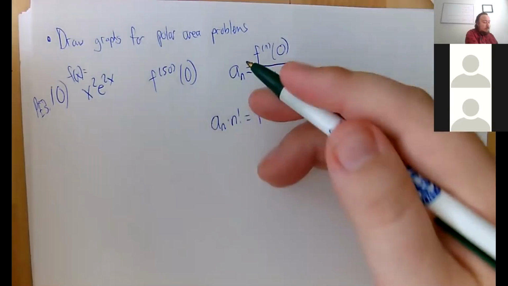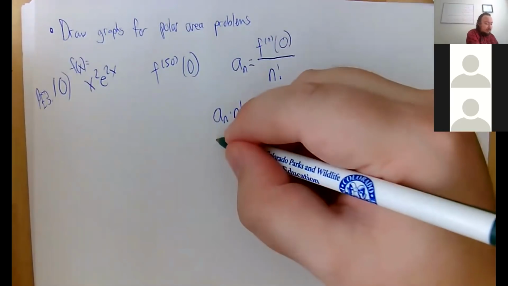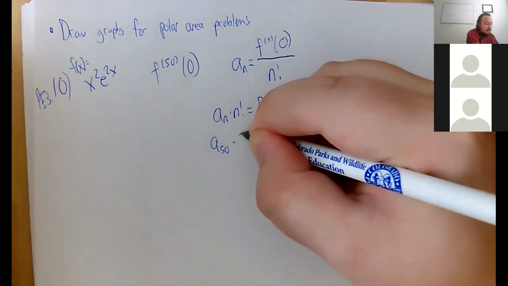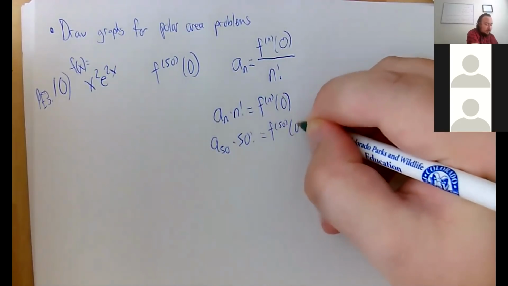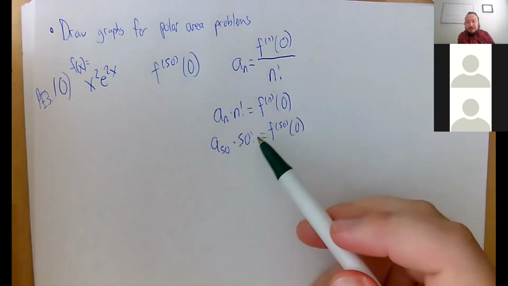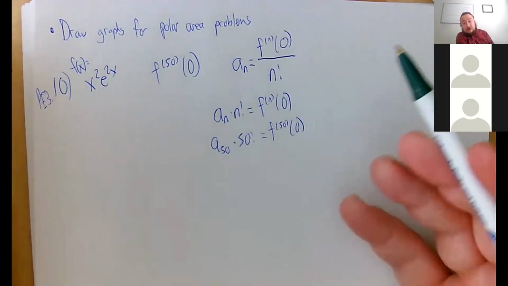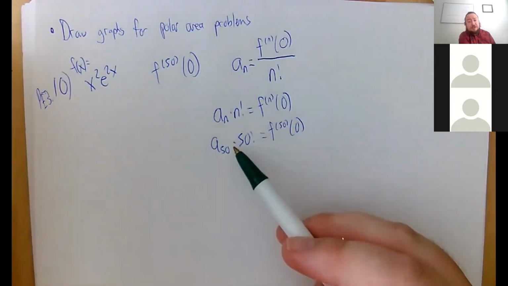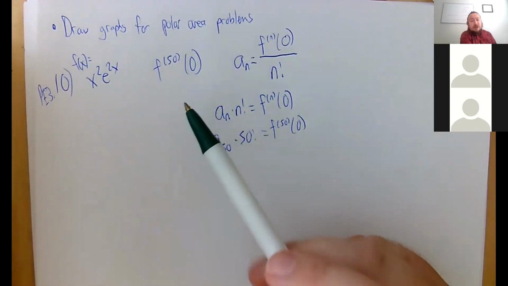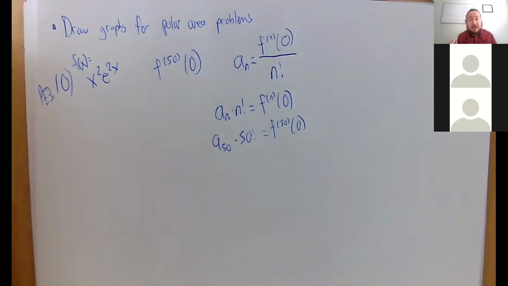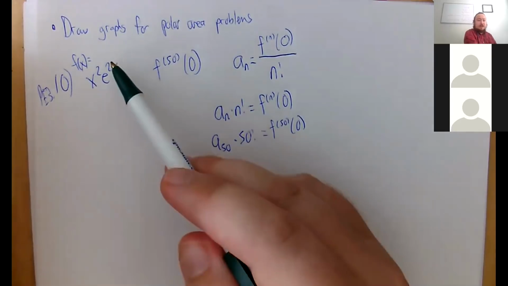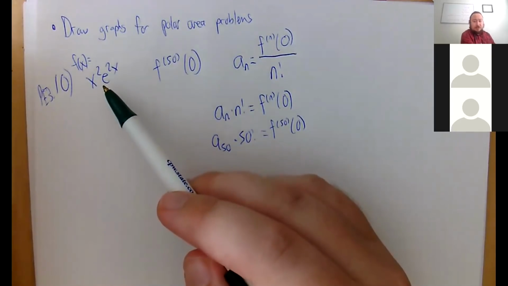All right, so in this case, since we want the 50th derivative, we have a sub 50 times 50 factorial is the 50th derivative at 0. So 50 factorial is something we can have as part of our answer. It's just a number. So we really just need to figure out what a50 is. If we have a Maclaurin series for this function, we just look at the number that's next to x to the 50th, and that will be our a50. Well, that means we need to figure out a Maclaurin series for this.